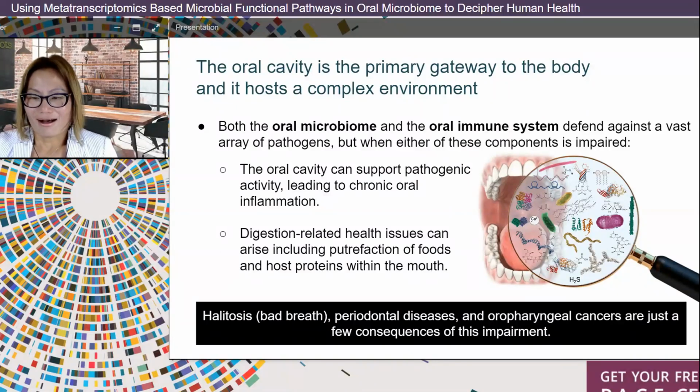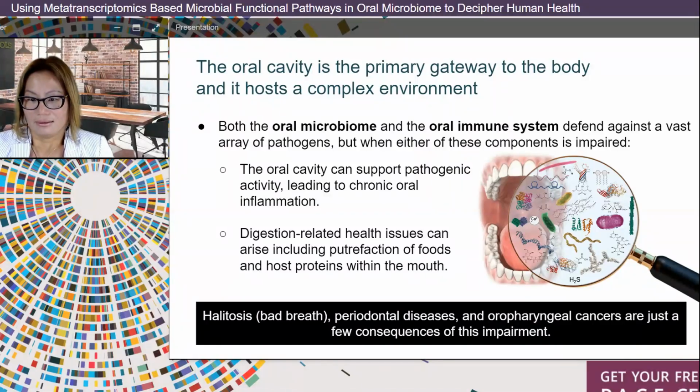Now, we often say your eyes are the window to your soul. Now, the mouth is the gateway to your whole body nutrition and the health. So, the oral cavity hosts a lot of microorganisms, illustrated in this cartoon. It might be a little bit unsettling to know what are out there. But the point here is that both the oral microbiome and the oral immune system, they defend against a vast array of the pathogens. If either one of them is impaired, we could have a whole slew of health conditions.